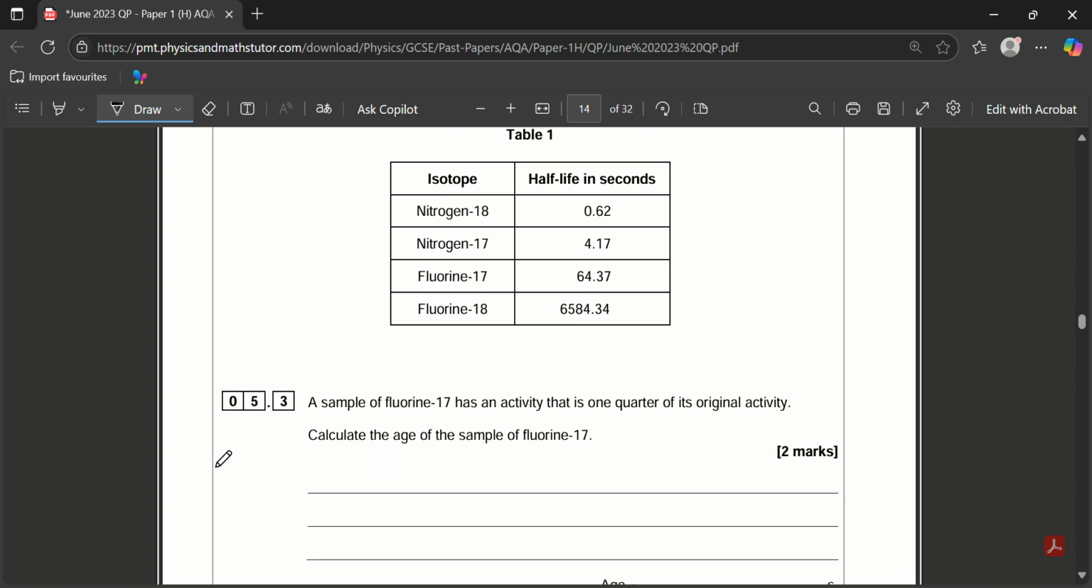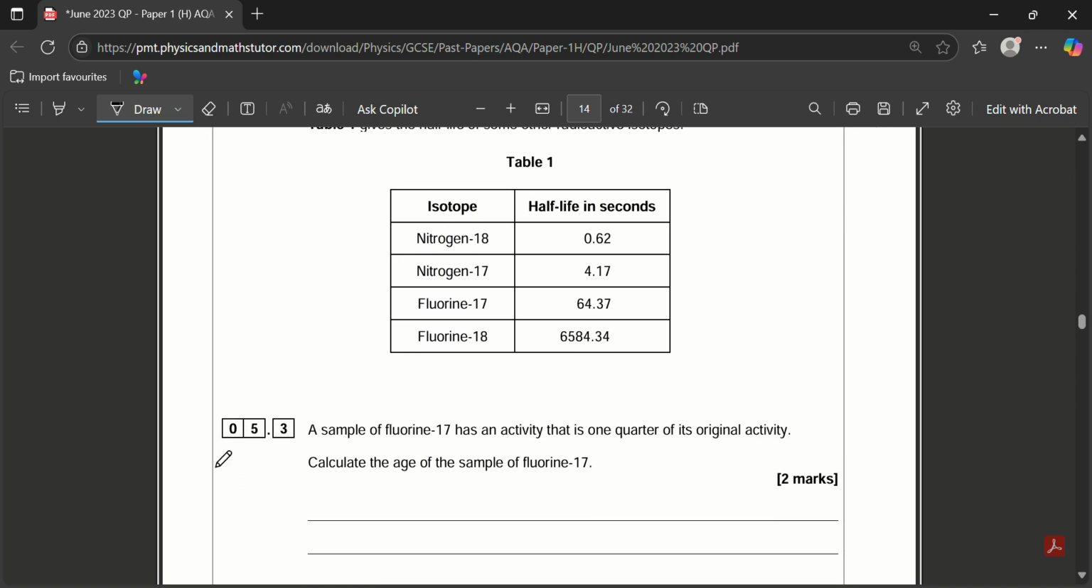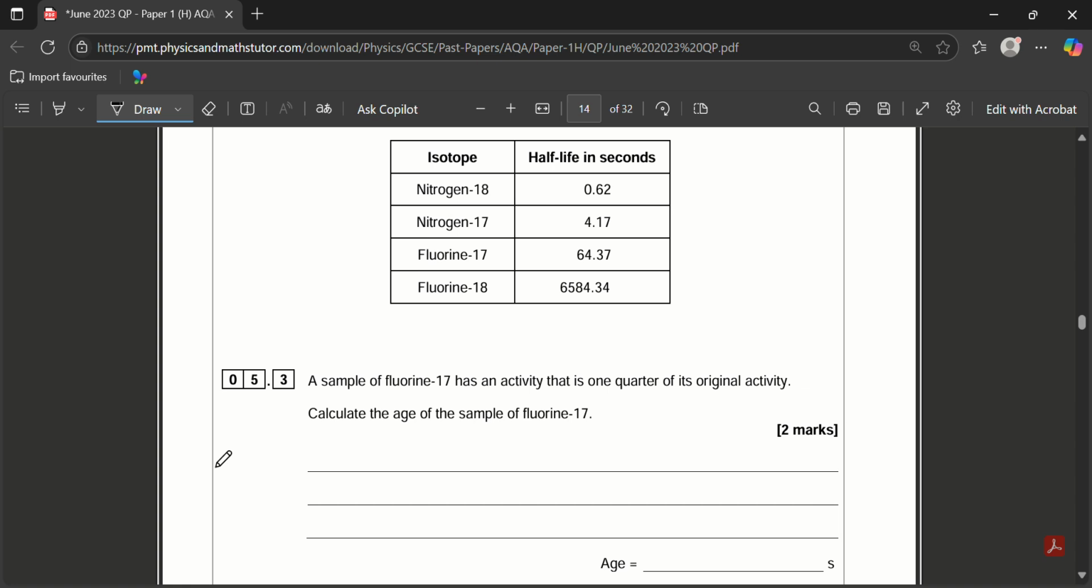Moving on, we're flying through this. A sample of fluorine-17 has an activity that is 1/4 of its original activity. Calculate the age of the sample of fluorine-17. So if its original activity is 1, half-life is responsible for bringing it down to a half, then bringing it down to a quarter. That's essentially what half-life does. So we've gone through 2 half-lives here.